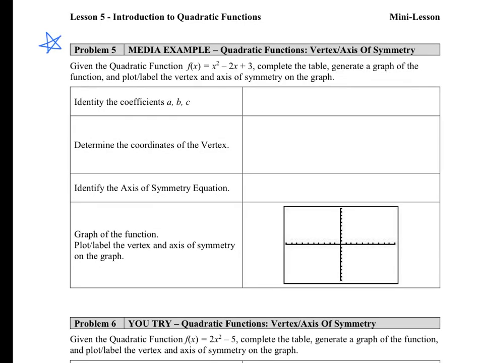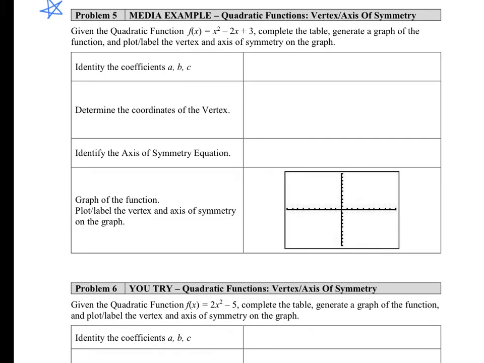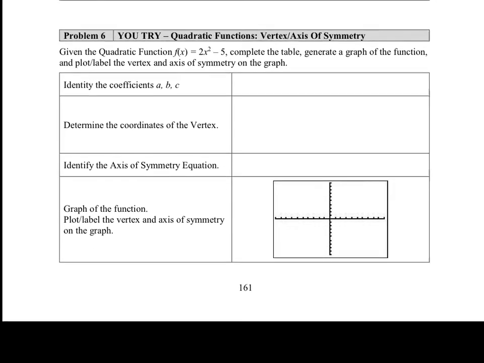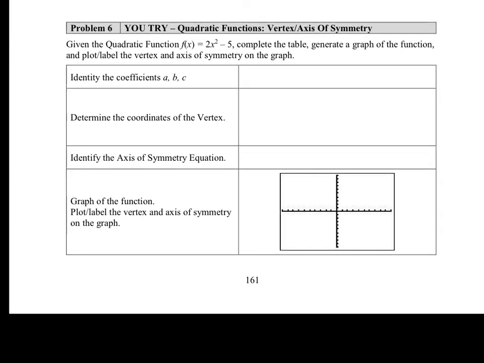So let's try my next slide. This one you completed as part of your homework from Tuesday night, finding the vertex. So I'm going to skip over that one and do the next one right there. Okay, so the you try problem 6.